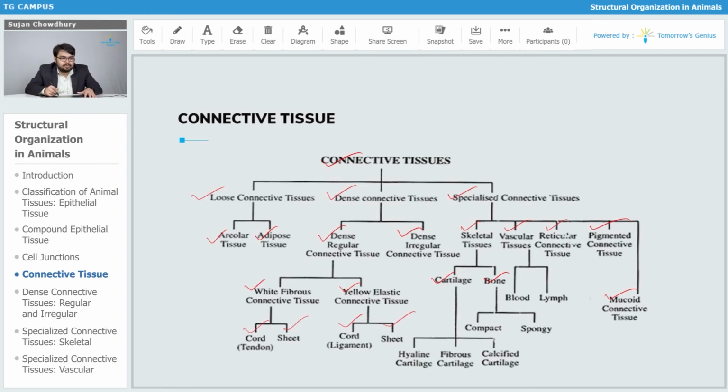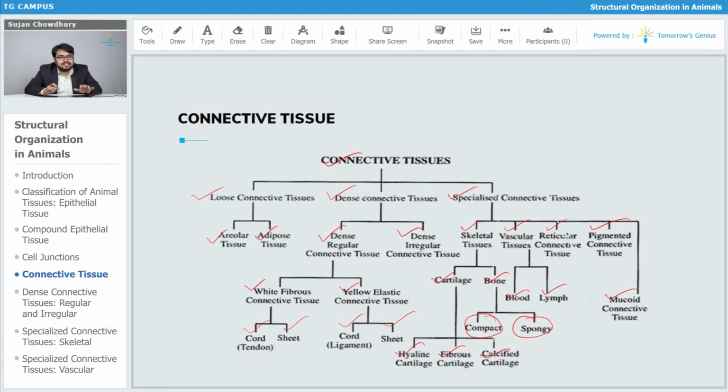The bones can be of two types, compact bone and spongy bones, whereas the cartilages can be hyaline cartilage, fibrous cartilage, and calcified cartilage. The vascular tissues, like we all know, can be blood and lymph.